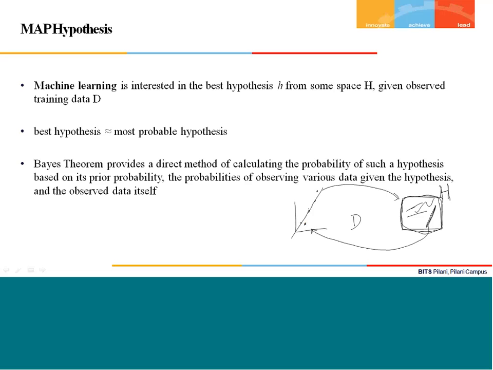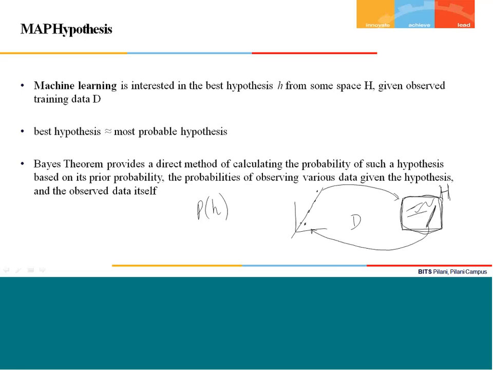How am I doing it? Bayes theorem provides a direct method of calculating the probability of such a hypothesis based on its prior probability, the probability of observing various data given the hypothesis, and the observed data itself. So there are three terms. You are already familiar with all these three terms.